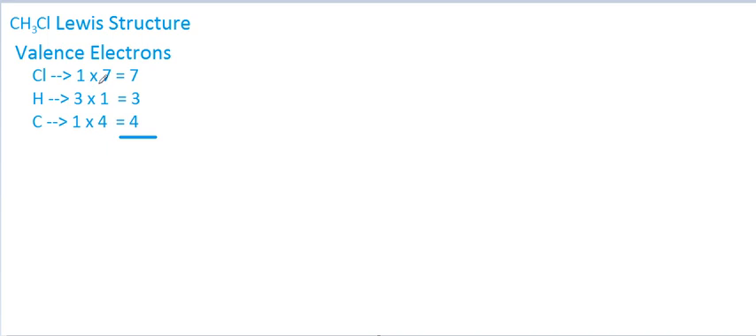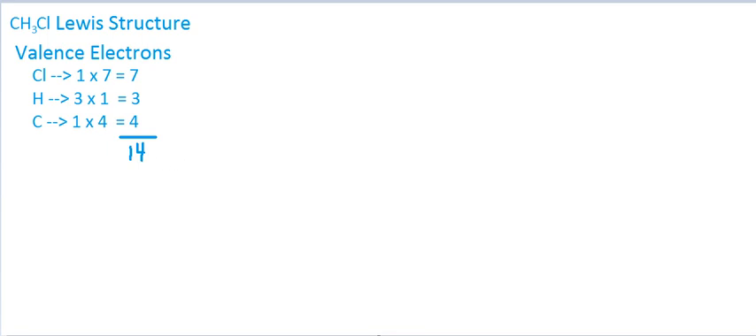So if I multiply the count of each element times the count of valence electrons per element, I end up getting 7, 3, and 4 for the contributions of chlorine, the 3 hydrogens, and the 1 carbon. And I can add all these up and I get 14 valence electrons.